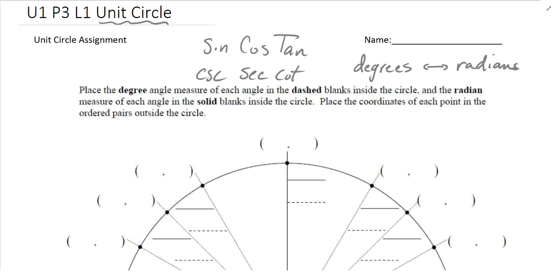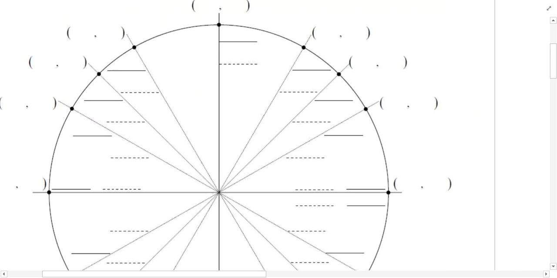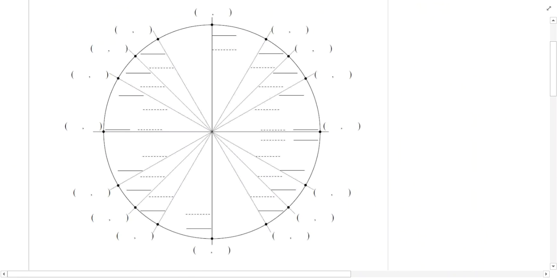So the first thing that we're going to do with this unit circle is to place the degree angle measure of each angle on the dashed lines. We're going to place the radian angle measure on the solid lines, and then I'll show you how to create the coordinates of each indicated point on the outside of the circle. So let's start with the degree measurement, since that's what we're most comfortable with, I'm sure.